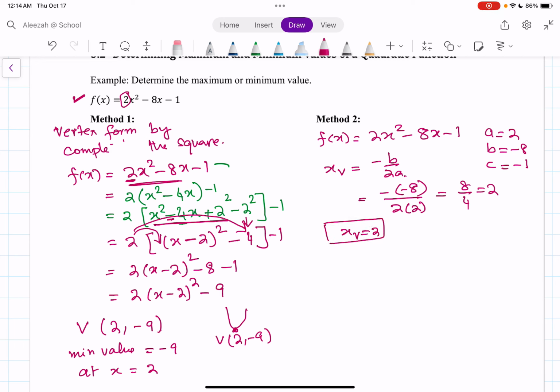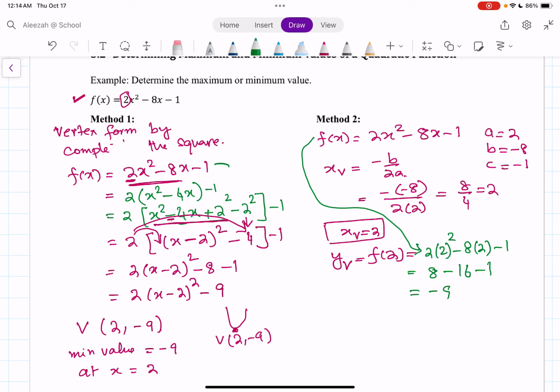Now to find the y value of the vertex, it will be f of 2. So I have to calculate the value of my function at 2, using that equation. f of 2 is 2 times 2 squared minus 8 times 2 minus 1. That becomes 8 minus 16 minus 1, which is minus 9. So my vertex is 2 and negative 9, which is the same as what we got from our first method.